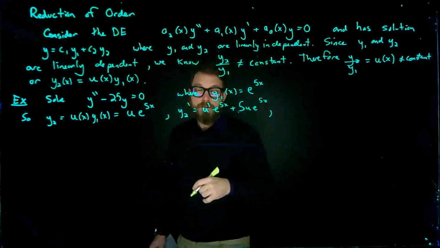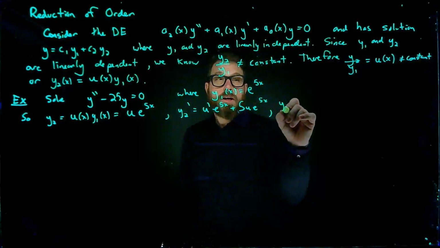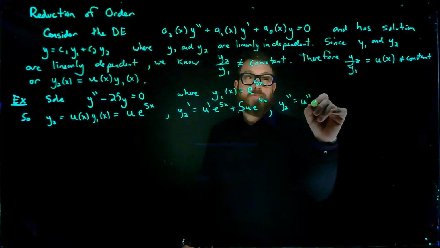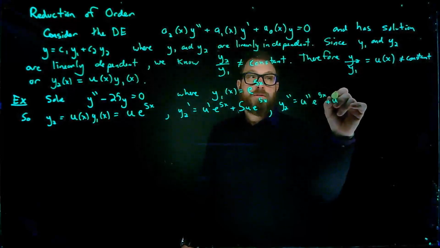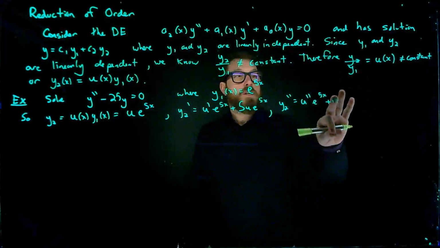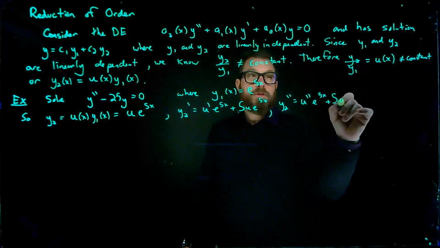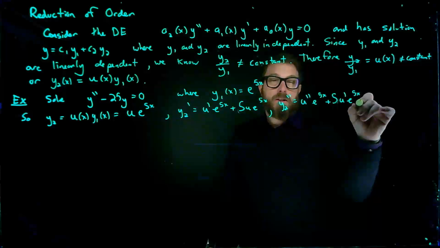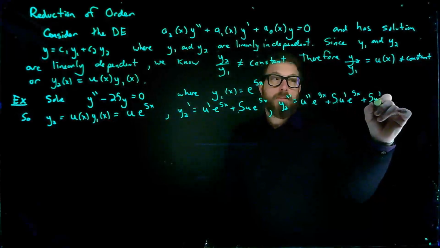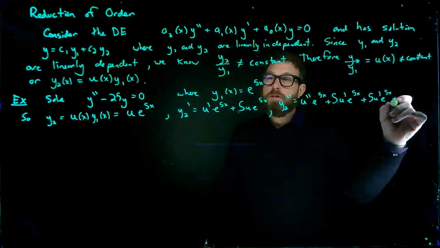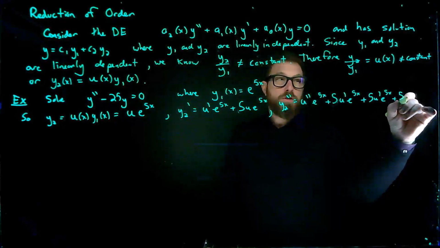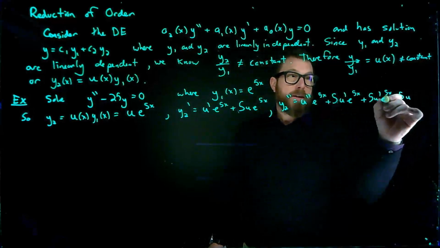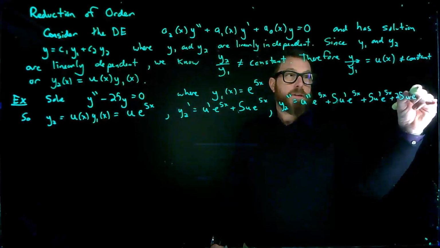And then again, I'm going to have to do the thing again, so y2 double prime is going to be, well, I've got two product rules now, so the derivative of the first times the second, plus the first times the derivative of the second, so this is going to be 5u prime e to the 5x. And then similarly, it's going to be the derivative of the first, so 5u prime times the second, plus the first, which is going to be 5u times the derivative of the second. Now, the derivative of the second is going to be multiplying this by 5, so plus 5 times 5 is 25, and this is going to be e to the 5x.